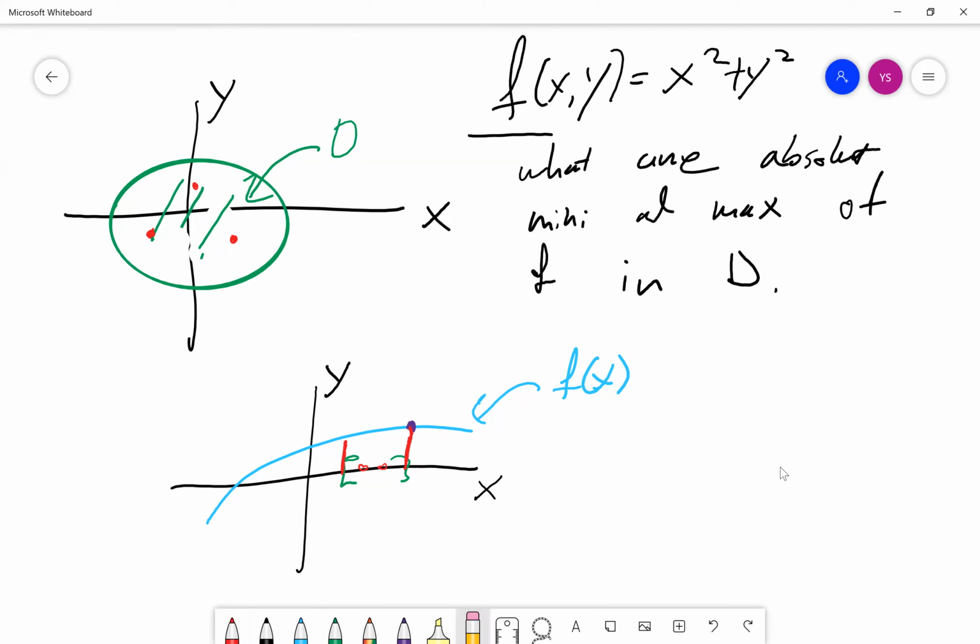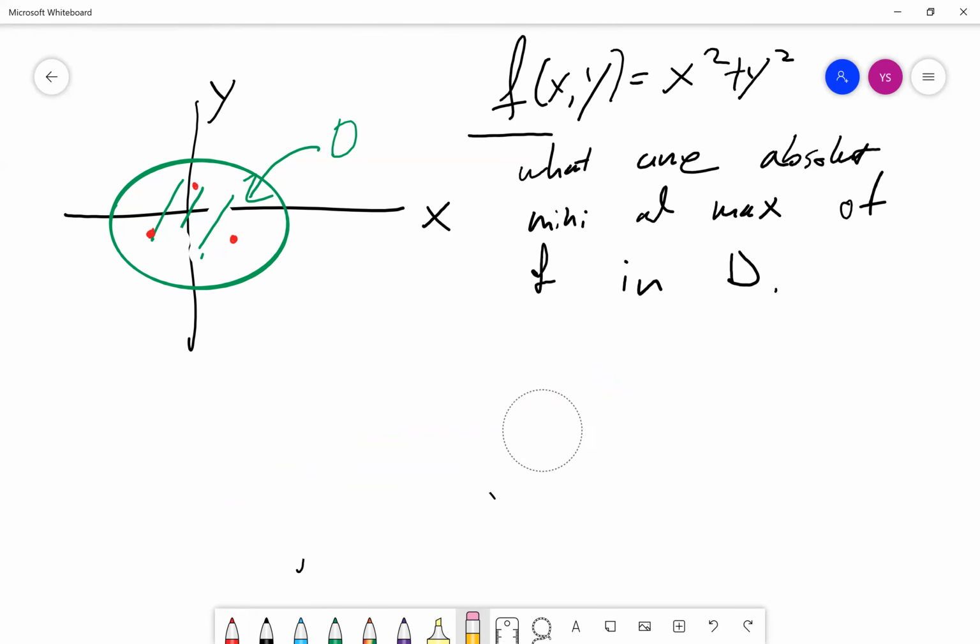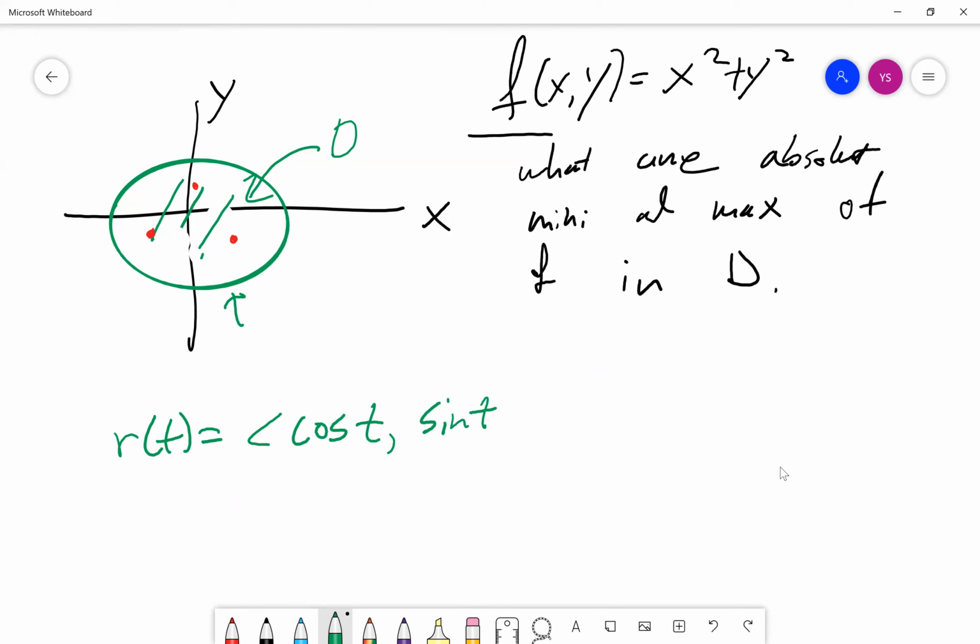So we might as well do this problem. So let's imagine that our circle, so our D, is given in the form, let's say R of t is equal to cosine of t, sine of t. So this is a circle with radius 1 and center 0. Let's imagine that that is our domain. So how do we find the absolute minimum and maximums of f in this domain, right? We know how to find the local minimums and maximums or saddle points, but how do we find the absolute ones?